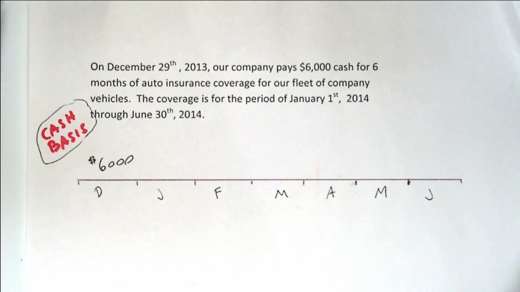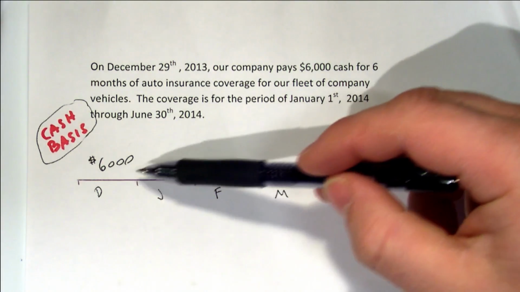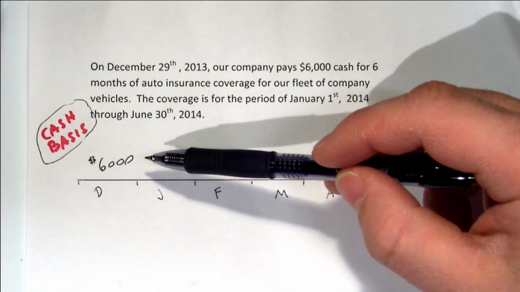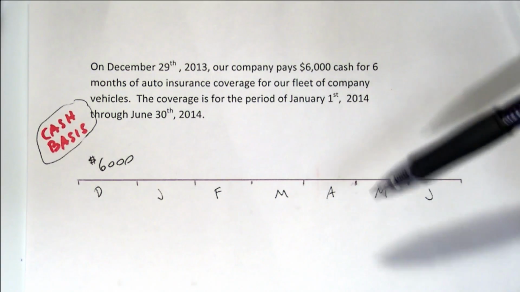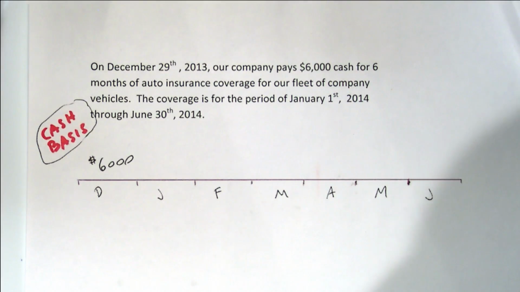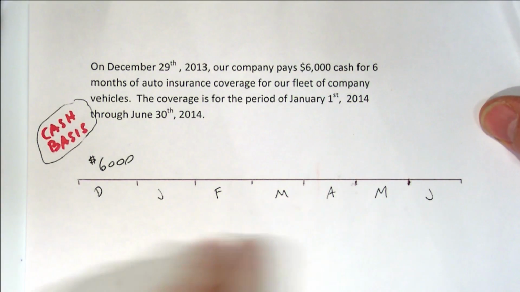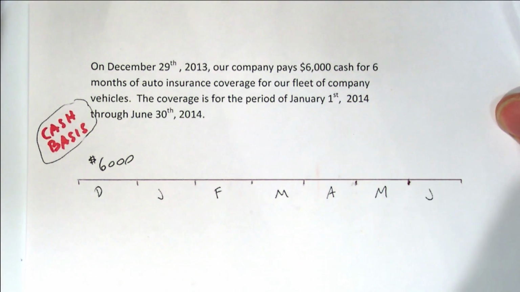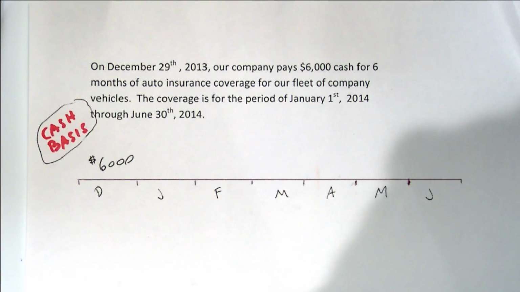But do you see how there are some problems with that. First of all, it's going to make our financial statements really erratic. This December monthly income statement is going to have a really low net income because we had this huge hit of expense because we paid it then, right? And do you see it also is really not indicative of what is going on here, is it? I mean, if we paid $6,000 total for 6 months of auto insurance coverage for a fleet of vehicles, basically what is the cost per month of that auto insurance?